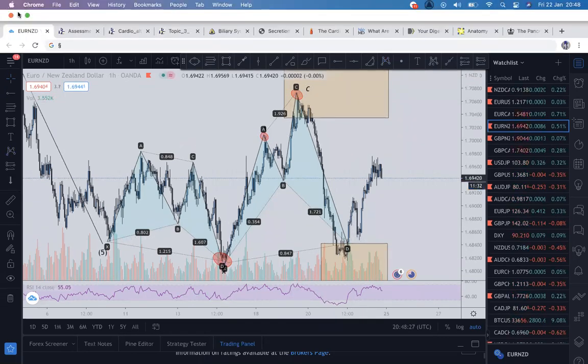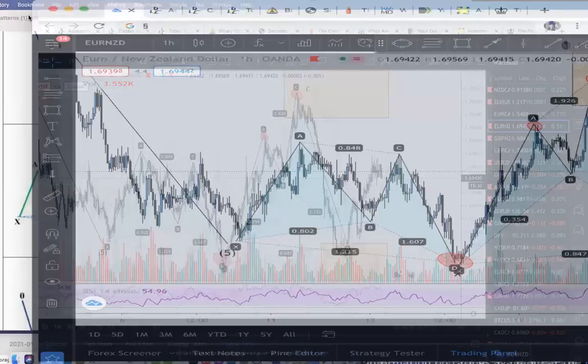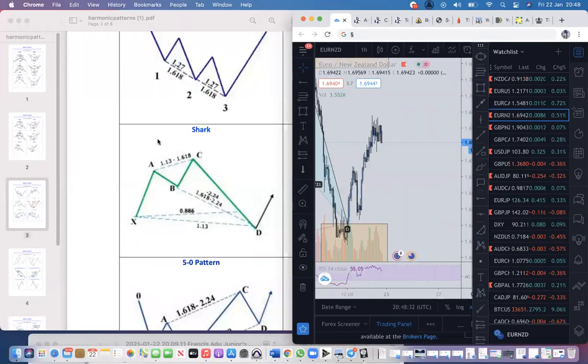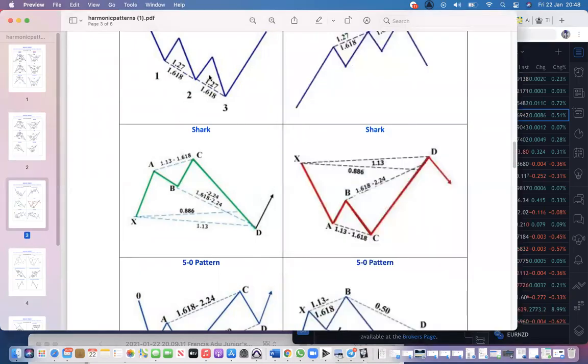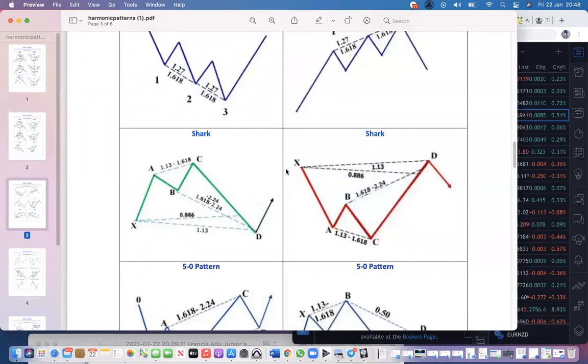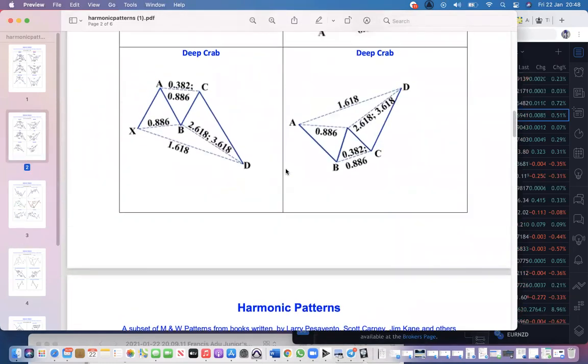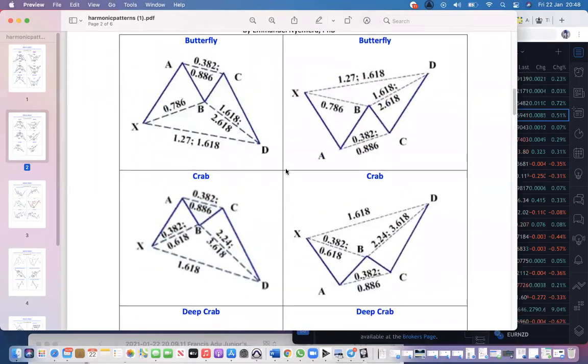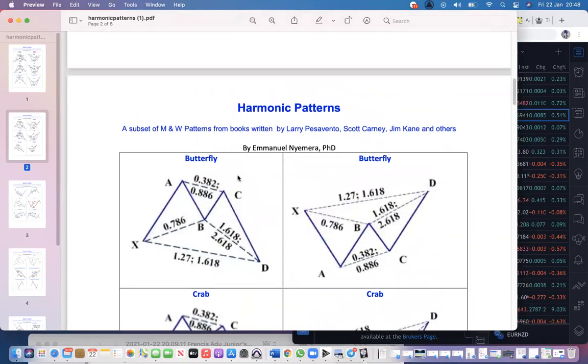And this is why harmonic patterns are so powerful, especially when you understand where they are being formed in the market. So that takes me to the next pattern that I want to be talking about, which is the butterfly.